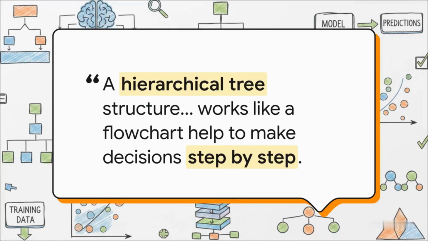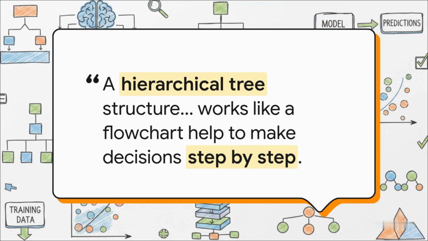Moving on, another incredibly popular algorithm is the decision tree. These are fantastic because they're super versatile. They can handle both classification and regression tasks. The source material beautifully describes a decision tree as a hierarchical structure that works just like a flowchart to make decisions step by step. You literally start at the very top at what's called a root node. This node asks a simple defining question. For example, is it raining outside?